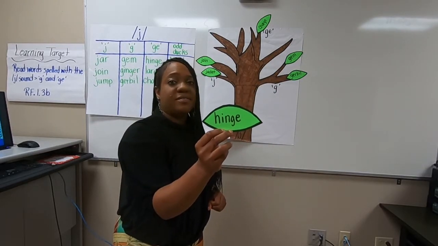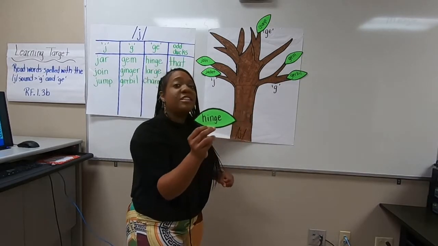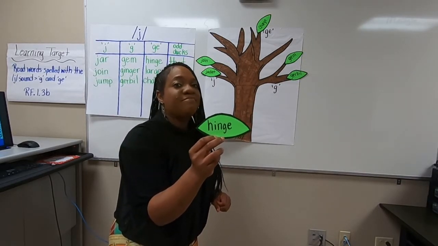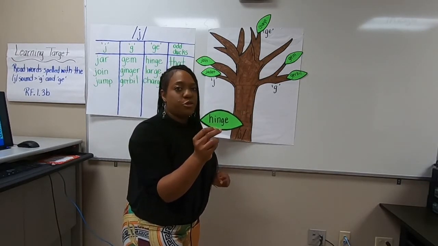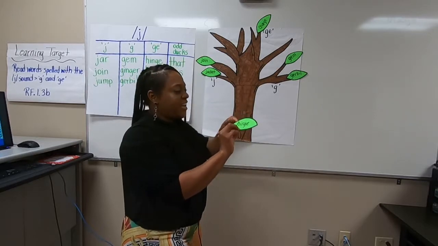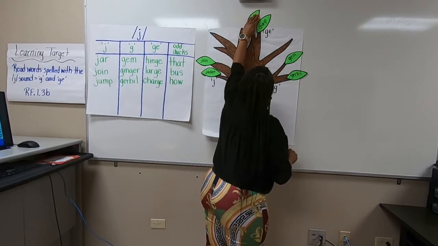Hinge. Hinge. Where do you hear the J sound? At the end. Very good. So where are we going to put it on our spelling tree? G-E. You guys are correct. We're going to put it up here with a G-E.